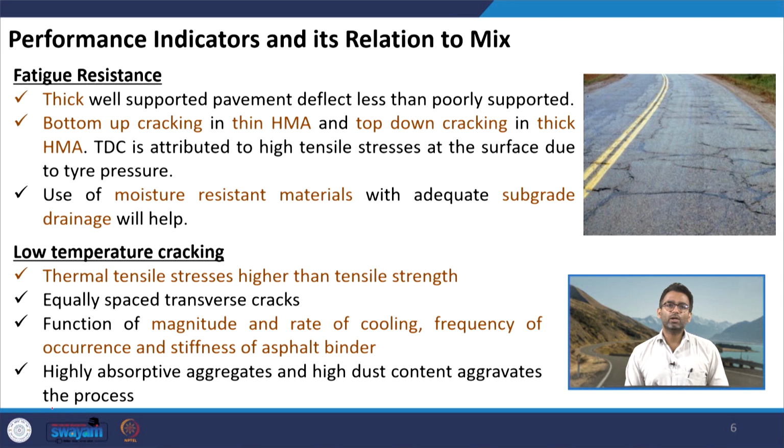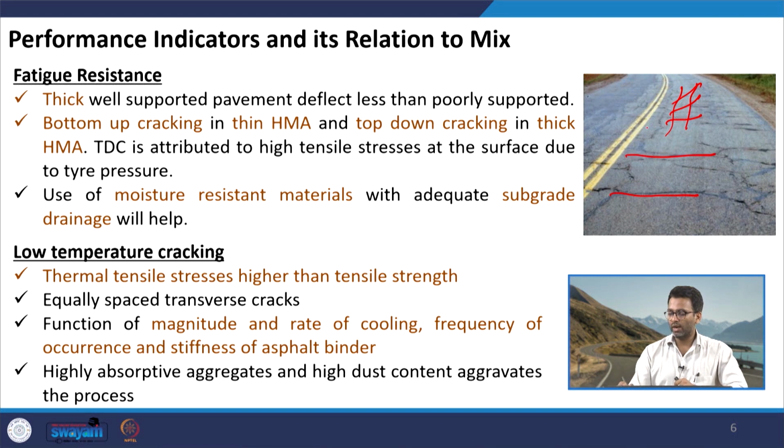Then the third critical distress is low temperature cracking. In low temperature cracking, which is also thermal cracking, the thermal tensile stresses become higher than the tensile strength. Usually the fatigue cracking will be more of longitudinal or joint type, whereas thermal cracking will be more in the lateral direction. These are typically seen as equally spaced transverse cracks.